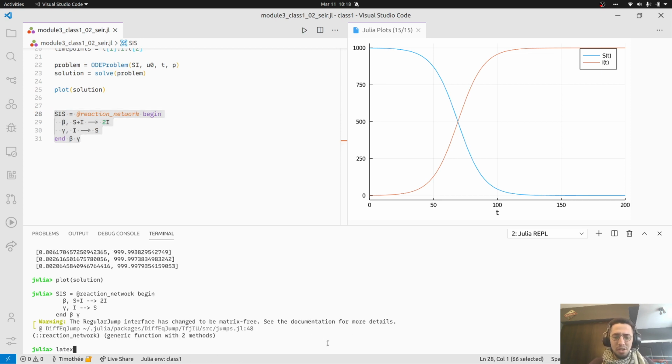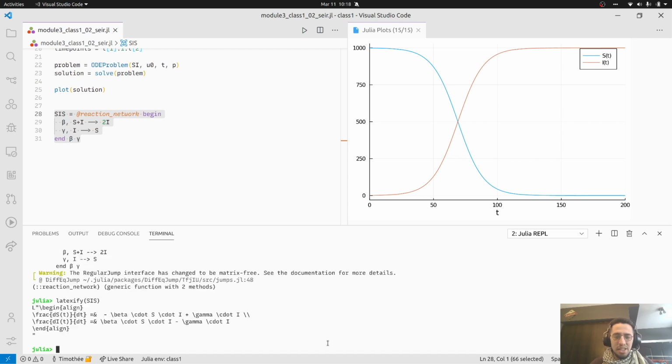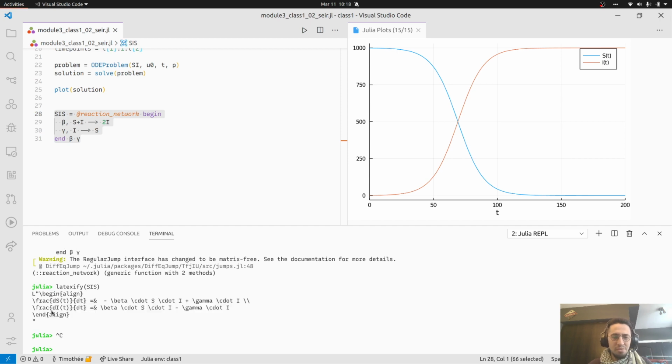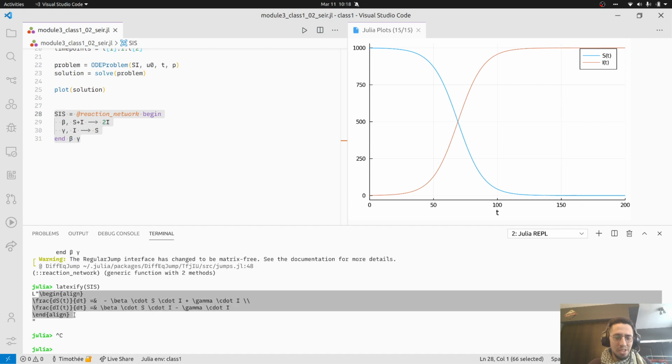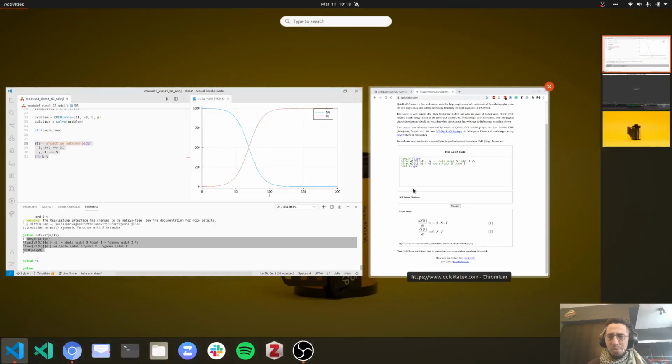Because we can look at the equation, let's have a look at the SIS model. I'm going to take that. If we were in something like a notebook, it would probably show up directly.